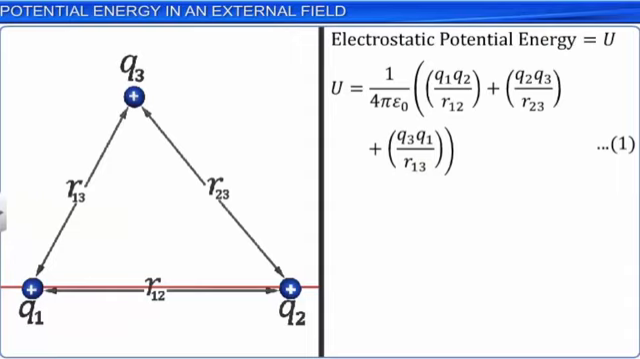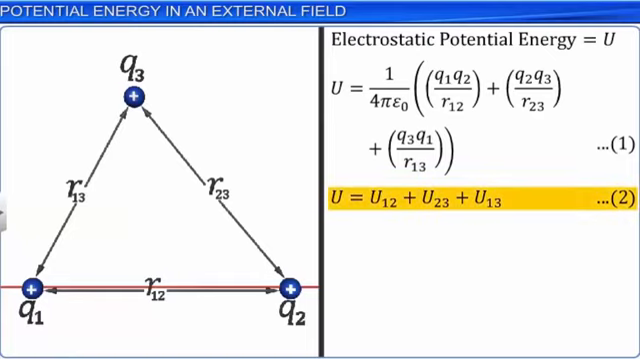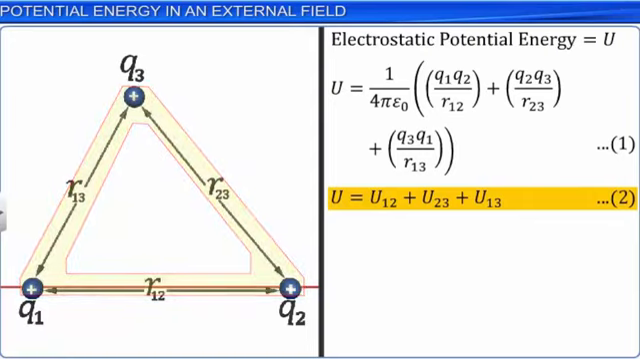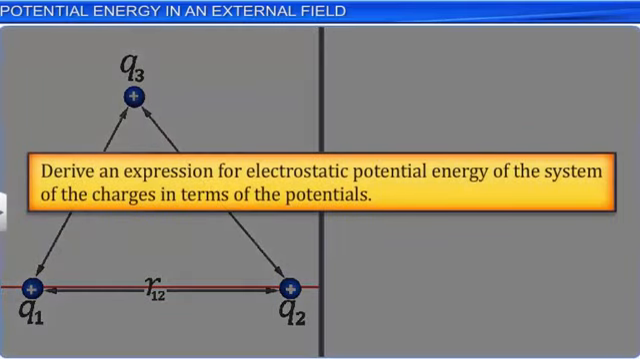Equation 1 can also be written as U is equal to U12 plus U23 plus U13. Let this be equation 2. In equation 2, U12, U23 and U13 are the electrostatic potential energies for the pairs of charges Q1, Q2, Q2, Q3 and Q1, Q3 respectively. Let us now derive an expression for the electrostatic potential energy of the system of charges in terms of the potentials.